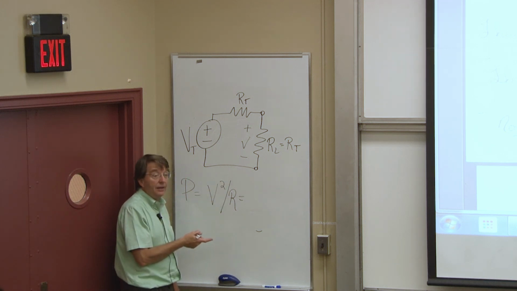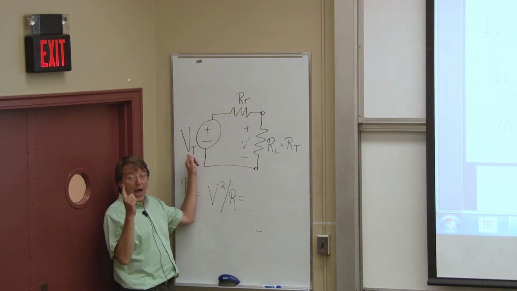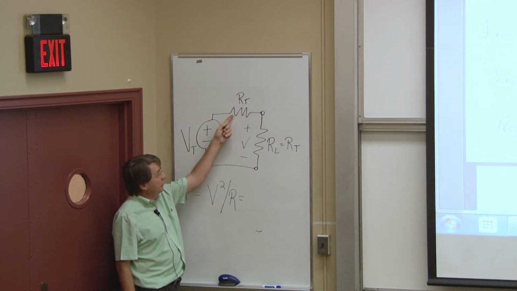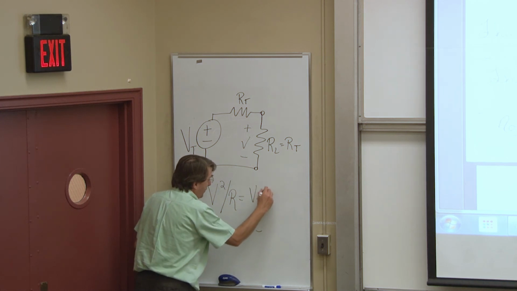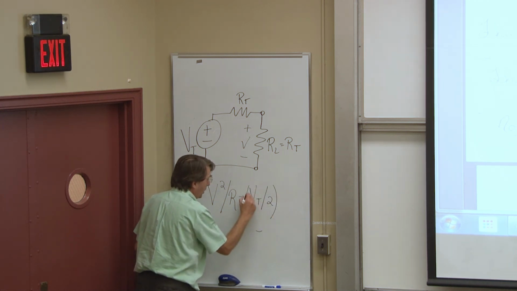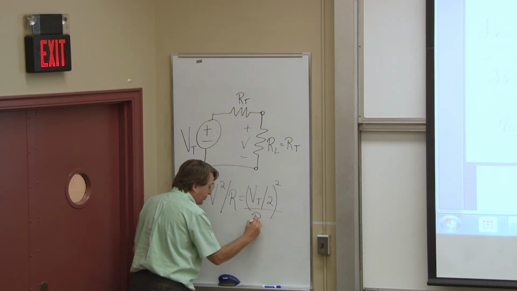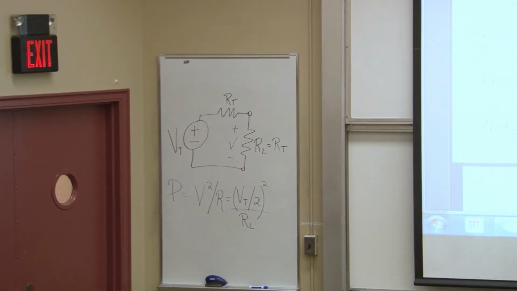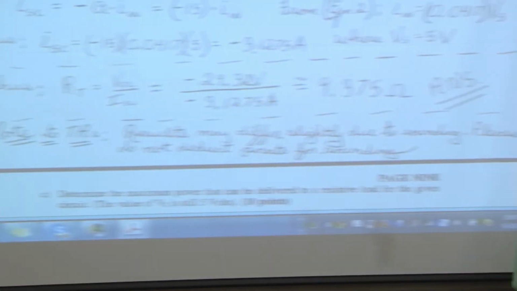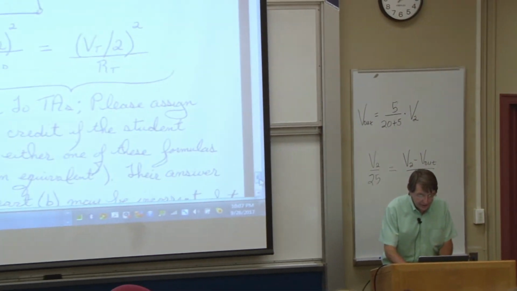What's V? Half V Thevenin. Why? There's two resistors of equal value. V Thevenin over 2 squared divided by R. You can write it as R Thevenin or R load. They're equal. My colleagues, that's it.